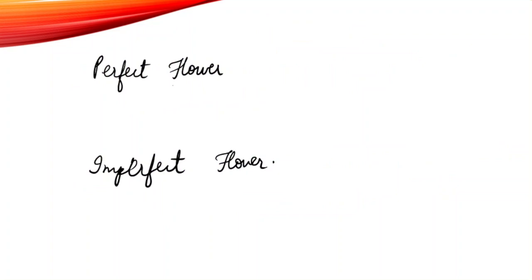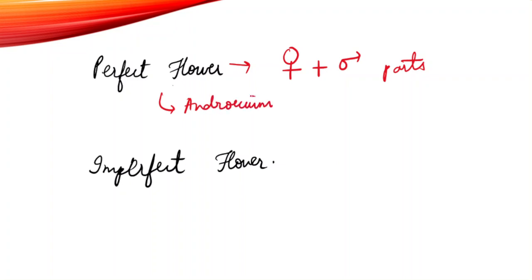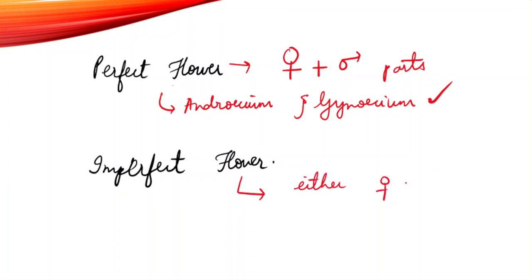Okay, if I speak about next two words, perfect and imperfect flowers. So perfect flower means which has both female plus male parts. If it has both androecium and gynoecium, then it is known as perfect flowers. But if suppose either male or female is missing or absent, then it is known as imperfect.